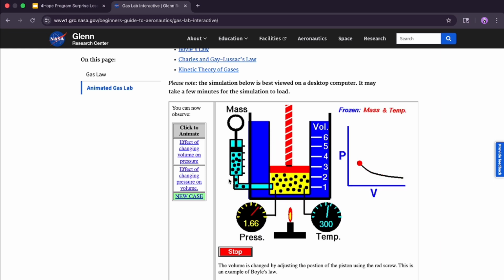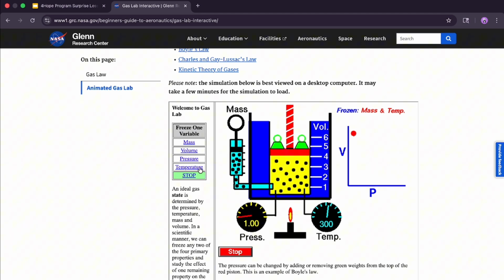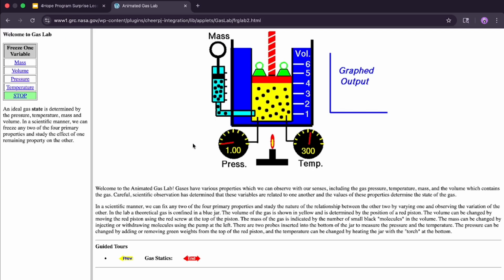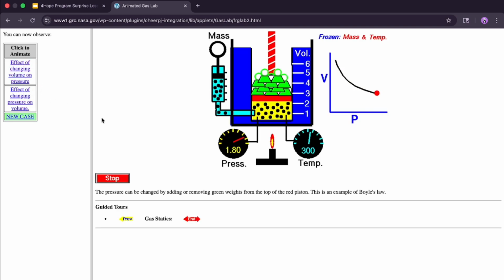Volume on pressure. Ooh, curved. Okay, and we can see that there's a pressure-volume relationship. That's more steep. You can see there's a steep decline. And the temperature's not even moving. It's frozen. Wait, it's frozen? Oh, wait, it's just mass. Okay. Stop. Okay, mass, temperature, volume on pressure. Okay, if you want to do this one.